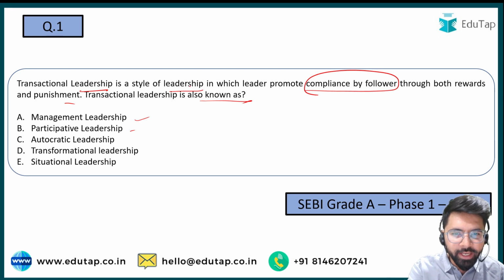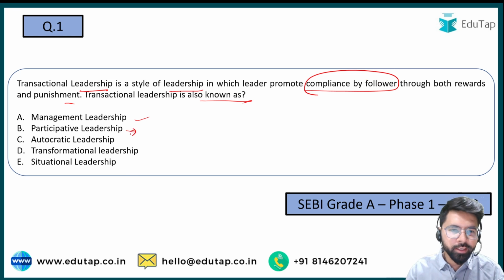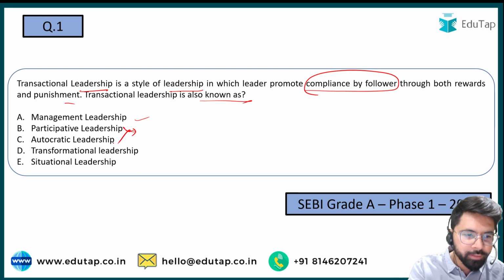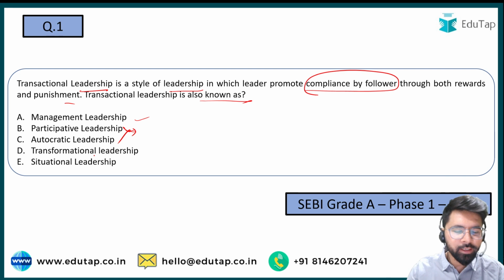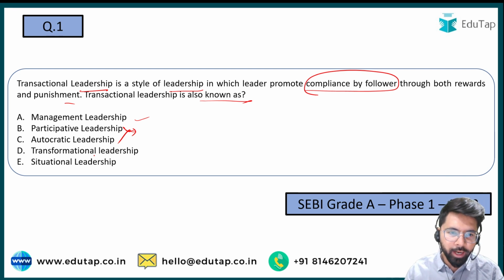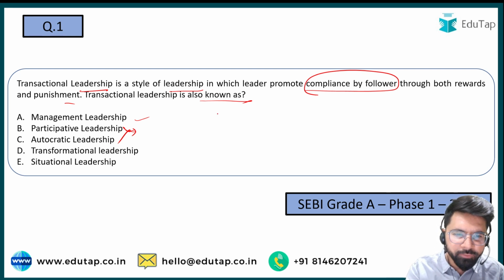Transactional leadership is a style of leadership in which leader promotes compliance by the follower through both reward and punishment. See, participative leadership is where both the leader and the subordinates are coming together and they are doing something. So obviously this would be eliminated out. And autocratic is again like if you remember Adolf Hitler, he was one who imposed all the rules and regulations by himself. So that is very strict in nature.